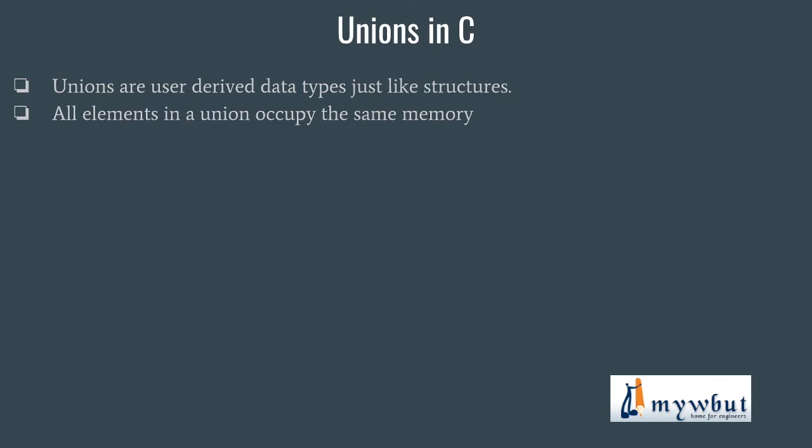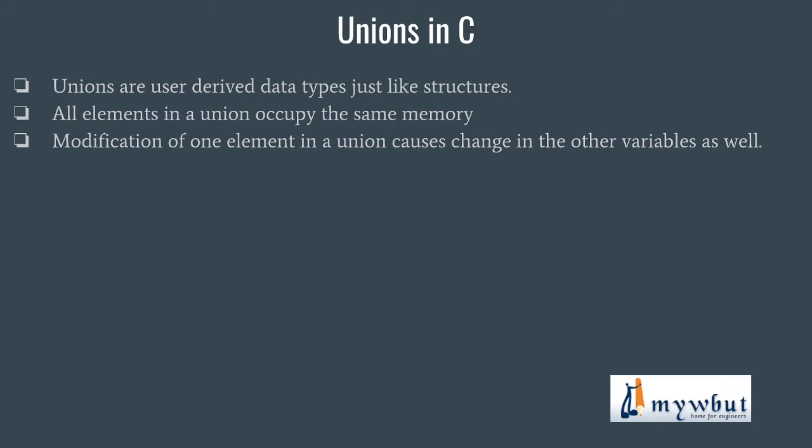What I mean to say is all elements in a union occupy the same memory. That means if there are four variables, say int, float, char and double in C, then all these four variables share the same memory location. If there is a change in any of the member variables, that will cause a change in the other variables as well. That's what is written here: modification of one element in a union causes change in the other variables as well.